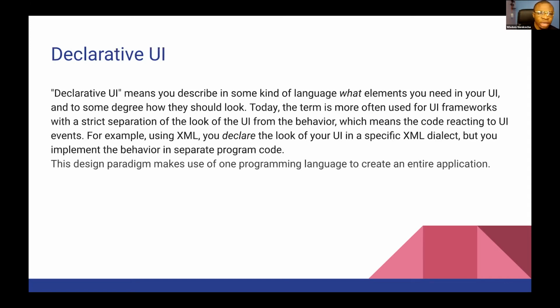So what is declarative UI? Declarative means you describe in some kind of language what elements you need in your UI and, to some degree, how they should look. Today the term is more often used for UI frameworks with a strict separation of the look of the UI from the behavior, which means the code reacting to your UI events. For example, with XML, you declare the look of your UI in a specific XML file, but implement the behavior in separate program code, which is what we've been doing with Android, where you design your UI in XML, then come to your program code section where you use either Java or Kotlin to write the logic.